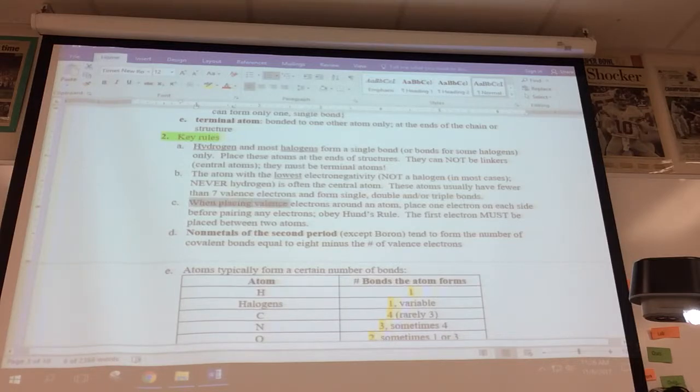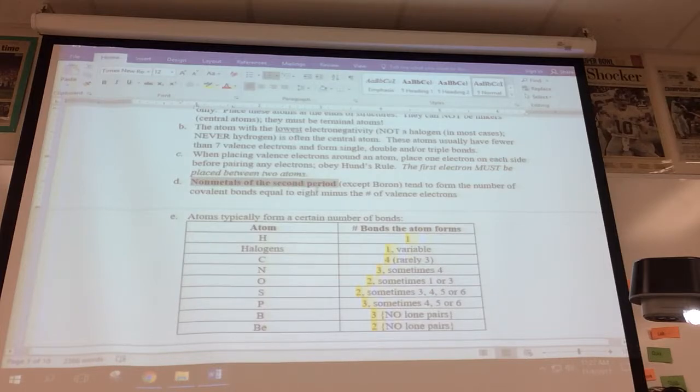When placing valence electrons around an atom, you will always put one on each side before pairing. You have to obey Hund's rule, as we talked about the other day. The new rule is right here. The first electron must be placed between 2 atoms, and I'll show you how to do that.